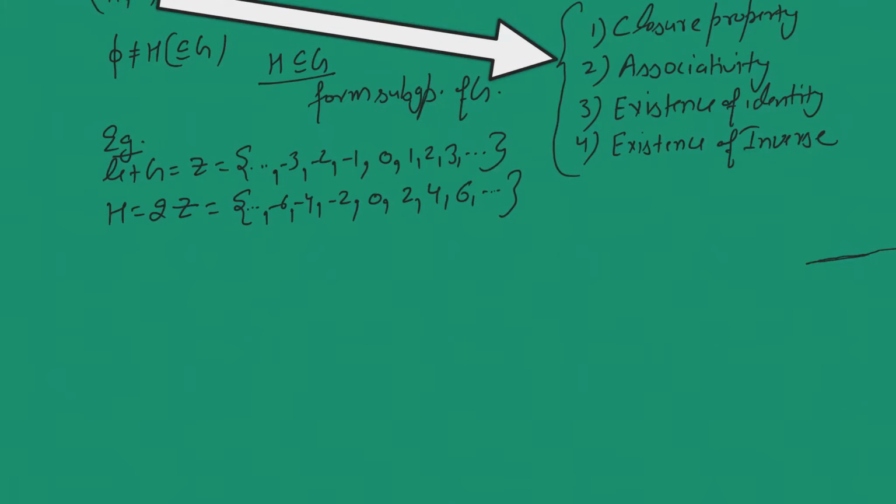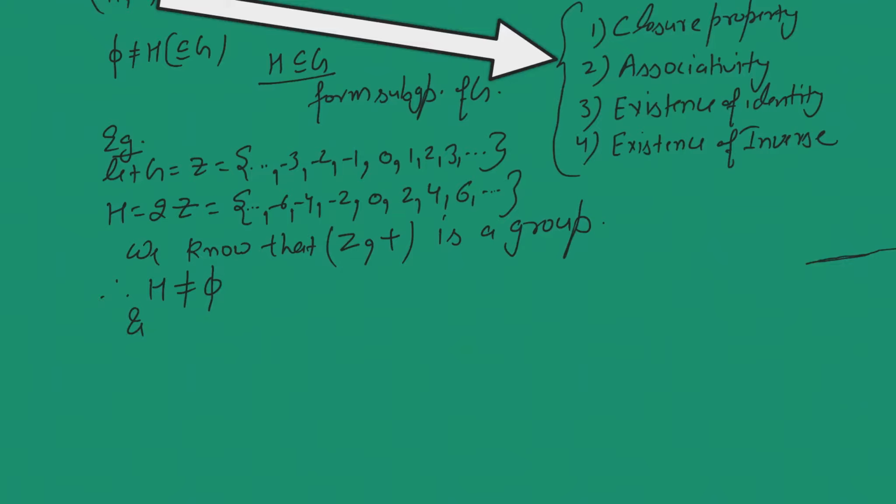For this, firstly we know Z under binary operation addition is a group. Next we have to prove H is a subgroup. So firstly see whether H is non-empty. Yes, H is non-empty because it is having so many elements. For a set to be non-empty, existence of a single element is more than enough. So therefore H is non-empty.